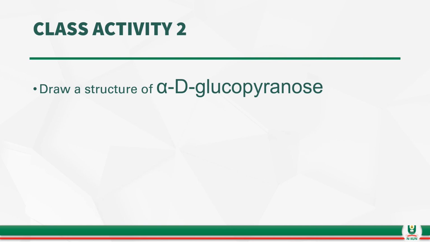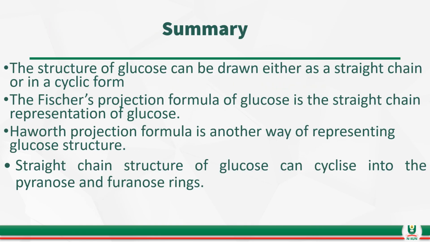So what have we learned today? We have learned how to draw. We have learned that glucose can either be a straight chain or a cyclic form. And we have learned that the straight chain is called Fischer's projection, whereas the cyclic one is called Haworth projection. And we have also learned that we can get the cyclic form from the straight chain by cyclicizing it to form pyranose or furanose rings.